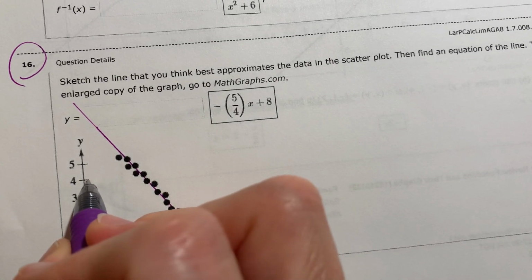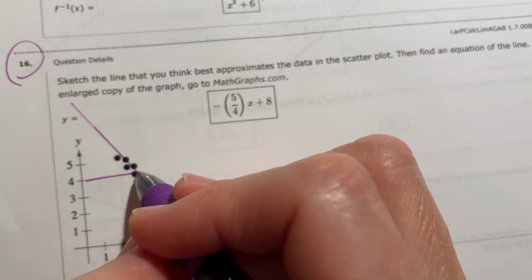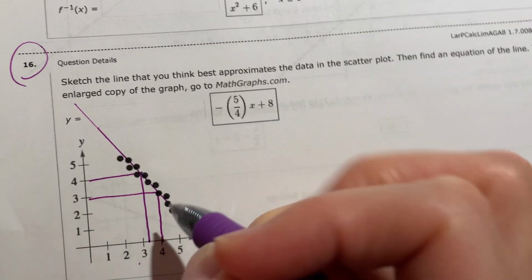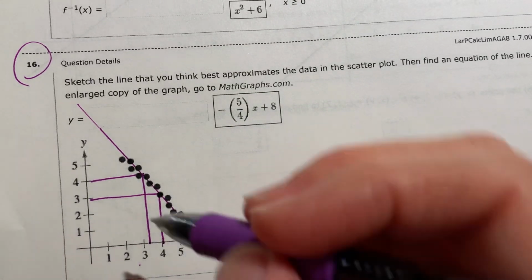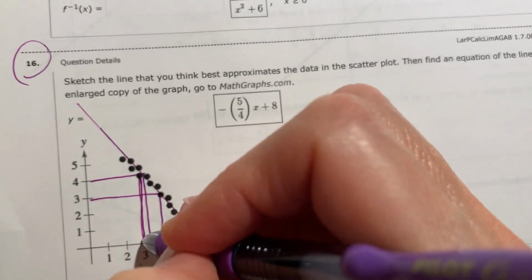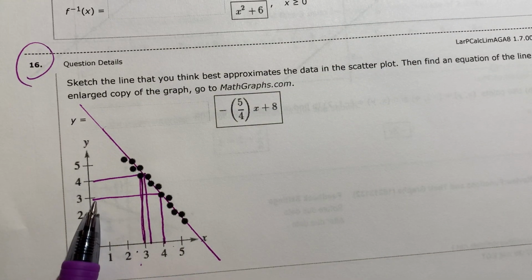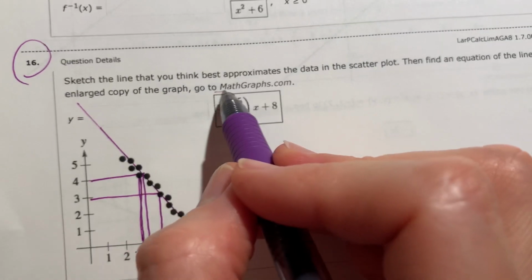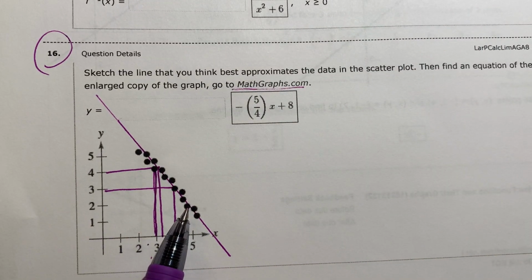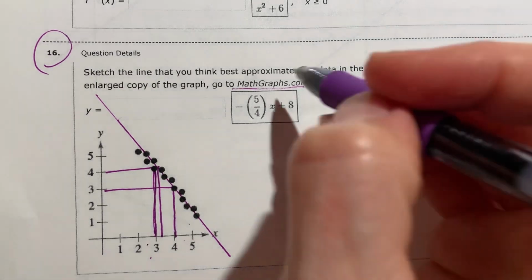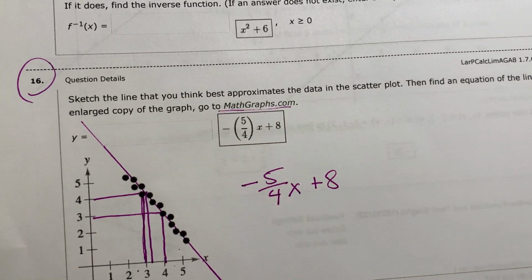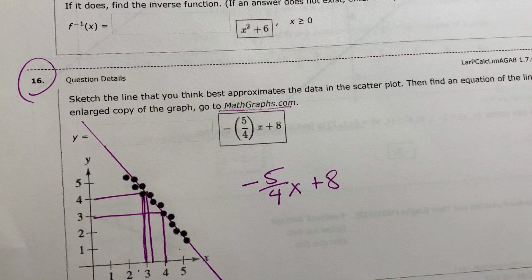I could maybe estimate the slope like this. So kind of when I'm going over 1, it looks like I'm going up a little more than 1. I don't know. I'm going to say you cannot really do this without a better graph where I can get the actual coordinate points of some of these points. So I'm just going to tell you what they got. They got -5/4 x plus 8, and I would not worry about that question. That's it.